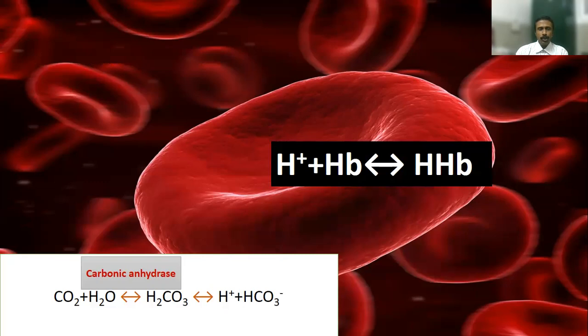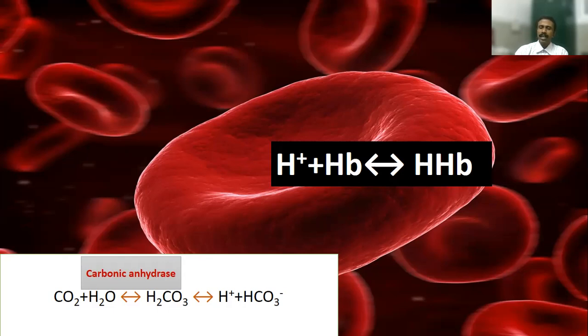If you look at the tissue level, the hemoglobin has come to the tissues. It was loaded with oxygen. Now it has given away the oxygen to the tissues, so it's in a reduced state, and the reduced state of hemoglobin has a higher affinity for the hydrogen ion. It readily combines with the hydrogen ion. So there is no buildup of hydrogen ion within the red blood cell.